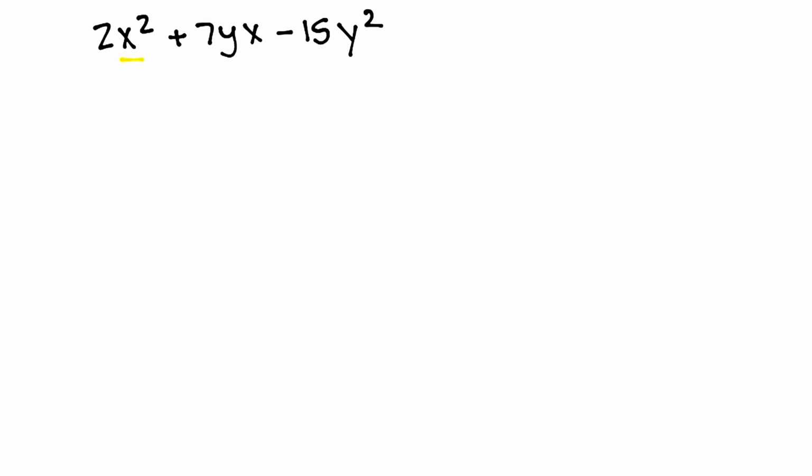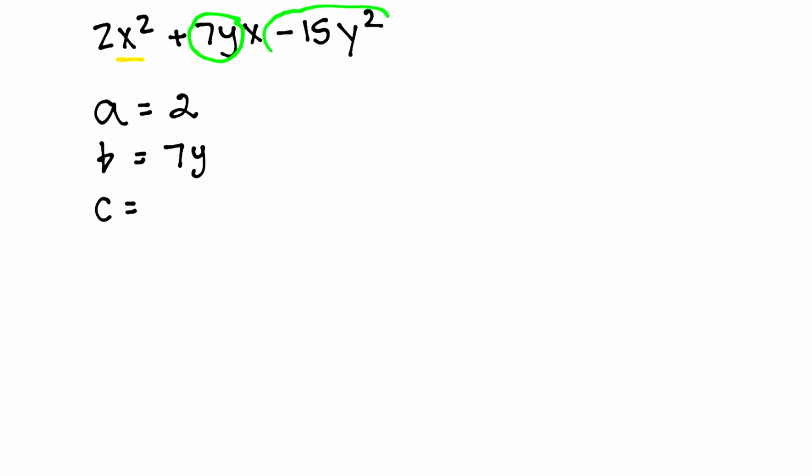Let's do an example where we have two different variables in the expression. So here, even though we have both x and y's, we know that our first term is of the order of x. So we're going to treat that as our main variable. And so for this case, a is just going to be 2, which we're familiar with seeing. Now b is just going to be what's in front of the x. So this time we have both a number and a letter, but that's okay. We'll write it as 7y. And then c, well, there's no x term, so it's just whatever is left over. So we have negative 15y squared.